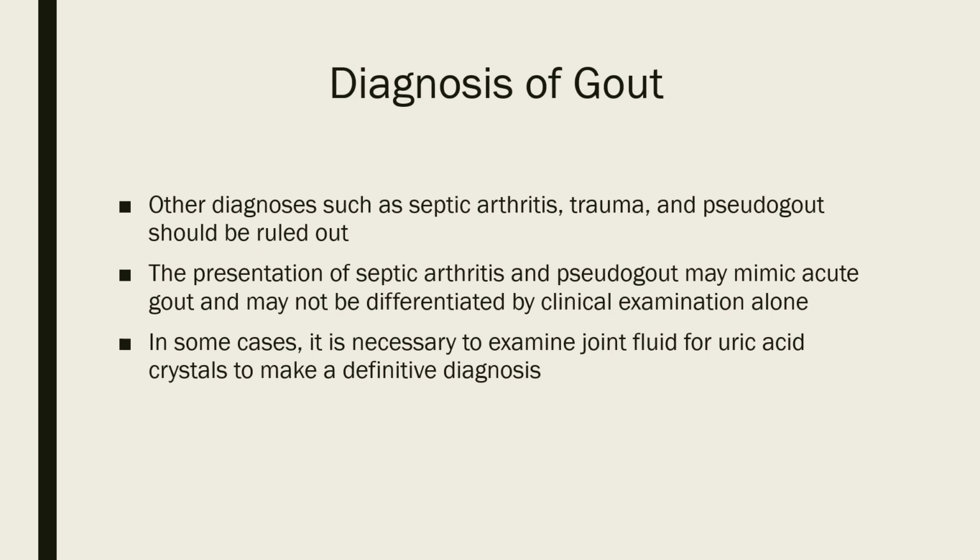Other diagnoses, such as septic arthritis, trauma, and pseudogout, need also to be ruled out. The presentation of septic arthritis and pseudogout may mimic acute gout and may not be differentiated by clinical examination alone. So in some cases, it is necessary to examine joint fluid for uric acid crystals to make a definitive diagnosis.